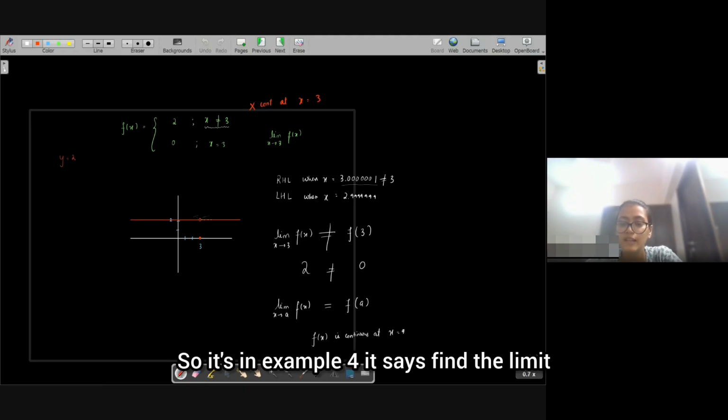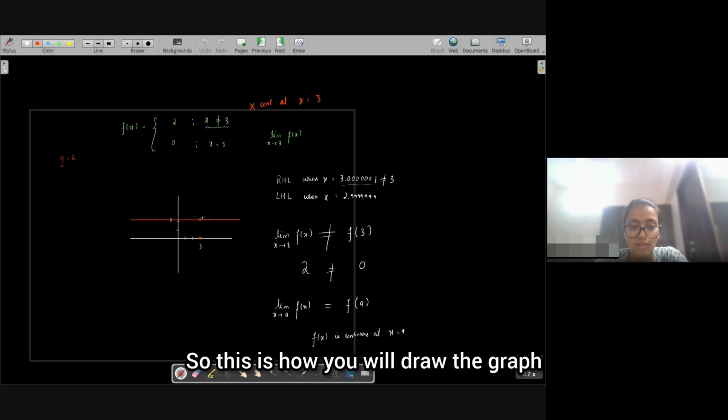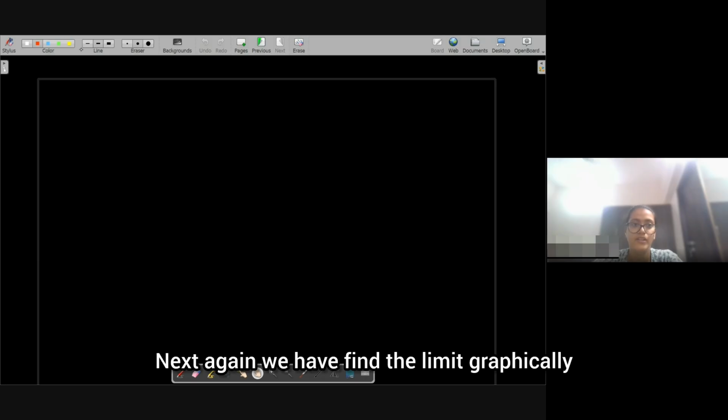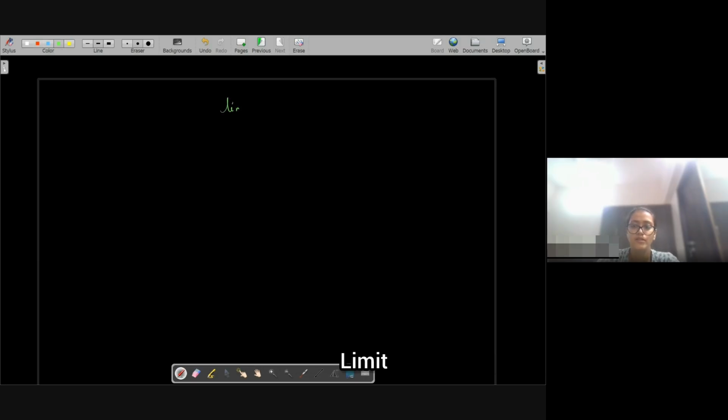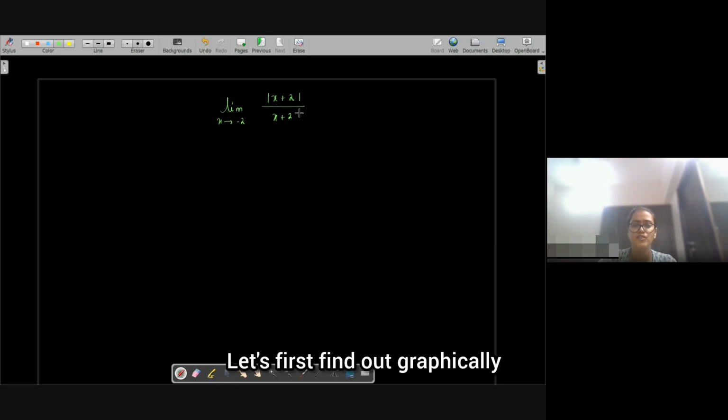In example 4, it says find the limit graphically as x approaches 3. So this is how you will draw the graph. This is how you will find it graphically. Next, again, we have find the limit graphically. The limit when x approaches -2 of absolute value of x plus 2 over x plus 2. Okay. So there are two methods. You can find the limit graphically or you can find it numerically. Let's first find it graphically.